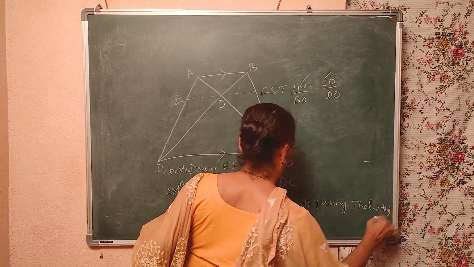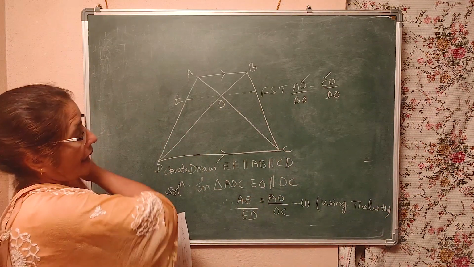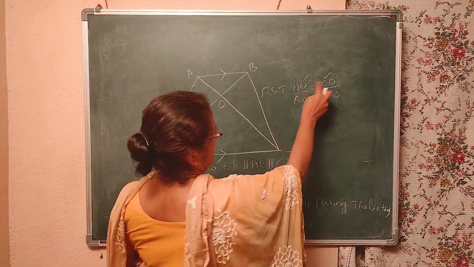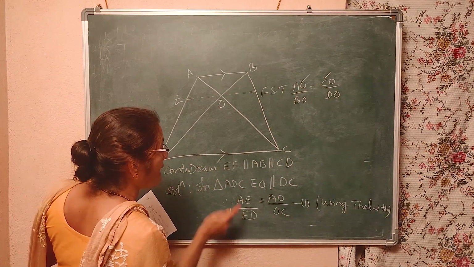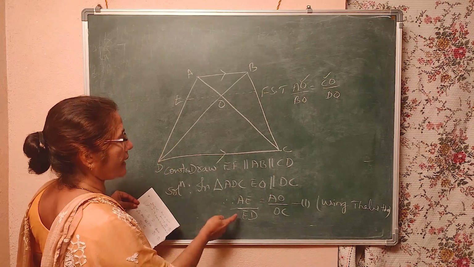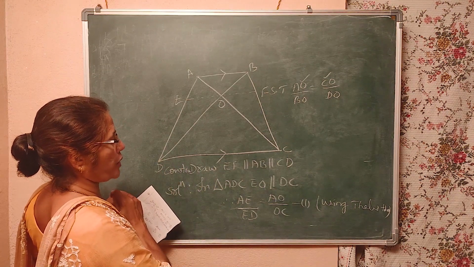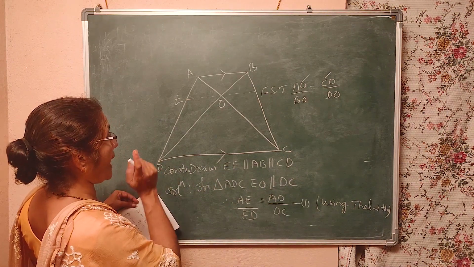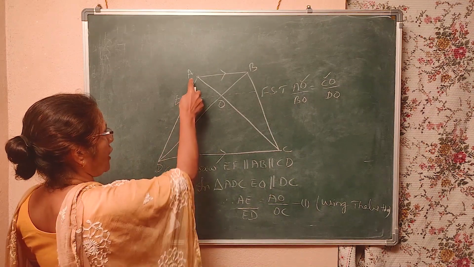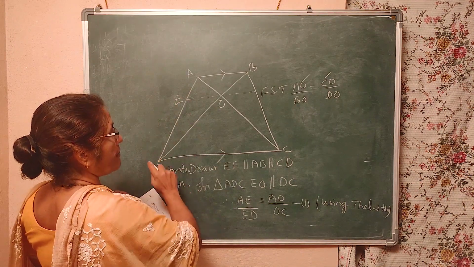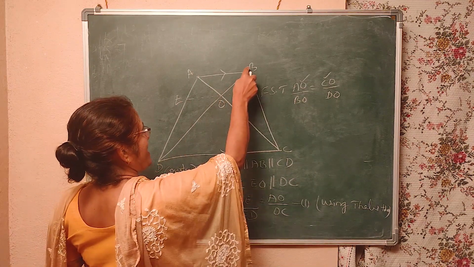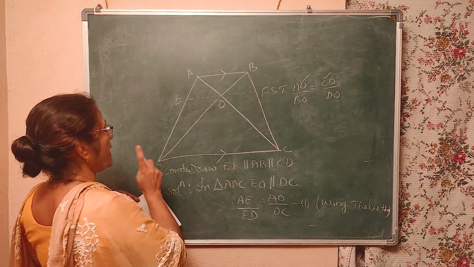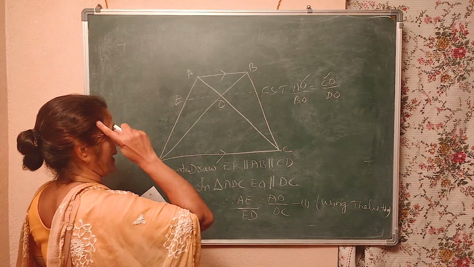Now, listen. AO by OC I got here. I have to get BO by OD. But I want AE by ED only on this side. Otherwise, I cannot compare 1 and 2. So, how can I get AE and ED? In order to get AE and ED and BO and OD, I think I can take this triangle like this. Am I right? So, what is the next one? You have to think like that.